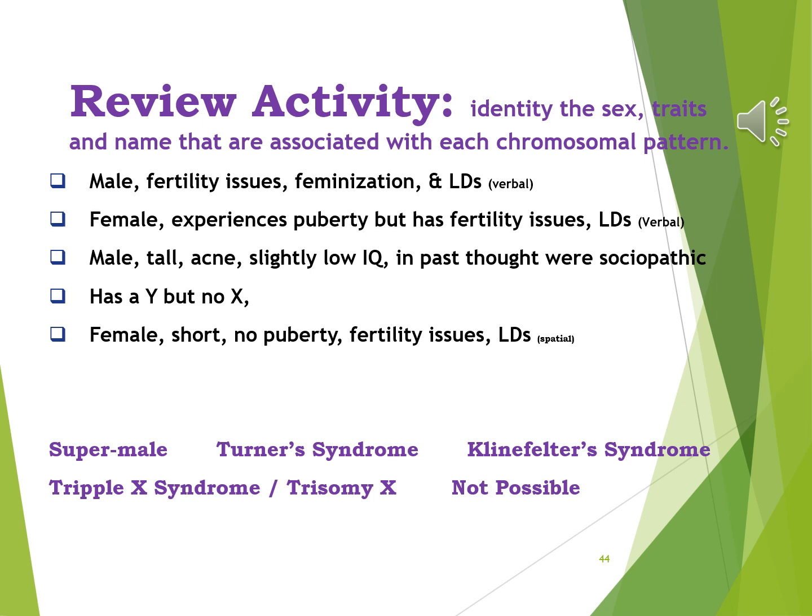Female, so we don't want a Y there, so female has puberty, but fertility issues and learning disabilities. So since she does have puberty, she would definitely not be the XO. She would be the triple X, or sometimes called trisomy X.